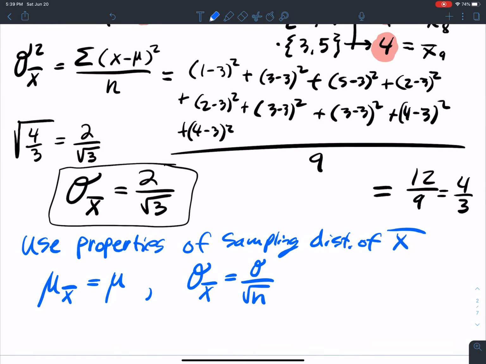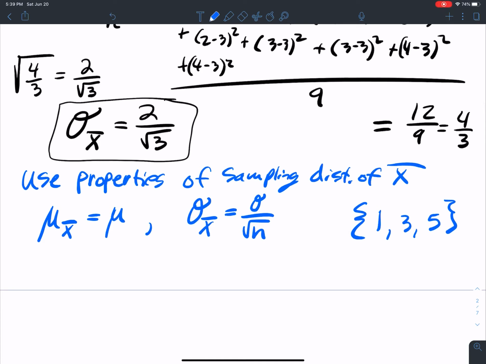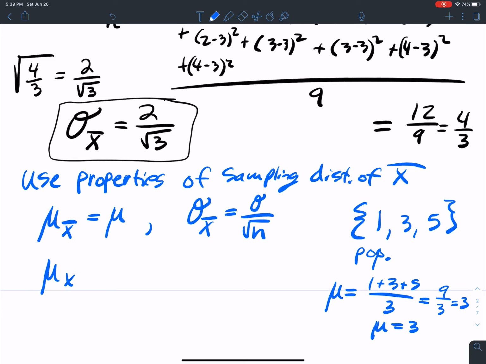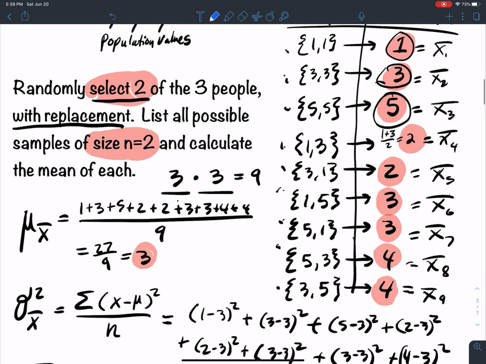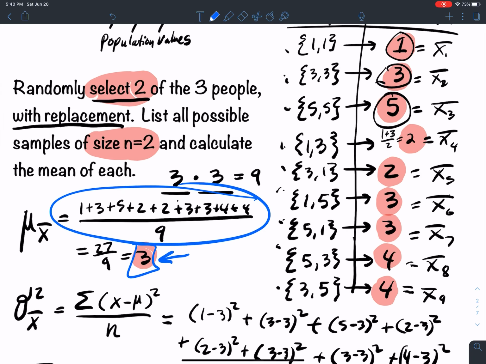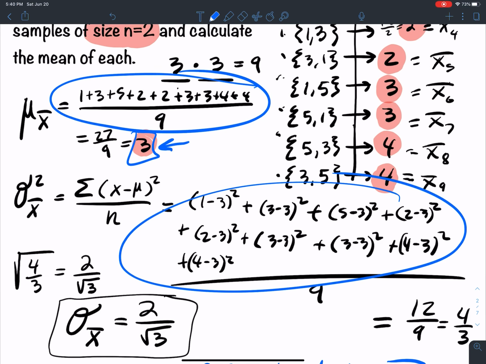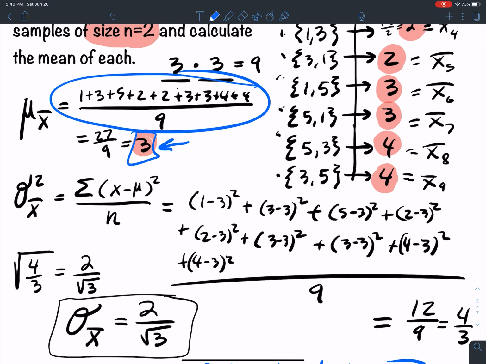All right, what was it? The original population was 1, 3, and 5, right? That was the original population. Now, the original mean, all we have to do is average 3 numbers. Wow, that's pretty tough. That's 9 divided by 3, which is 3. So the population mean is 3. So the mean of the sample mean is equal to 3 by definition. Was that what we got? Yeah, but we had to average 9 numbers and we got 3. Not too bad, but this one was a booger, right? That one was really hard to do. I mean, it's a lot of work writing all that stuff out.